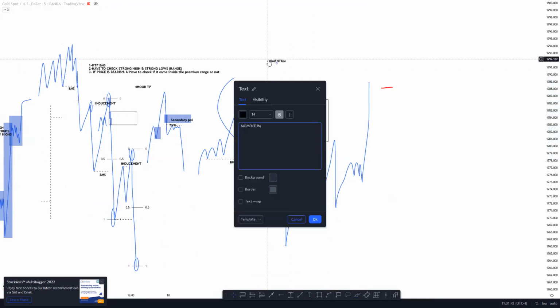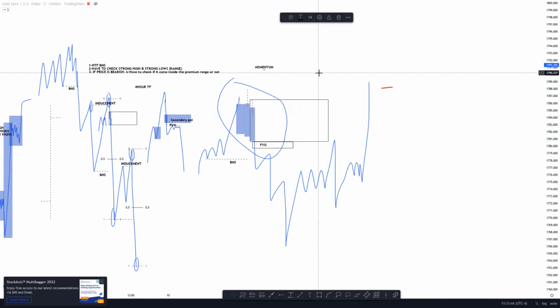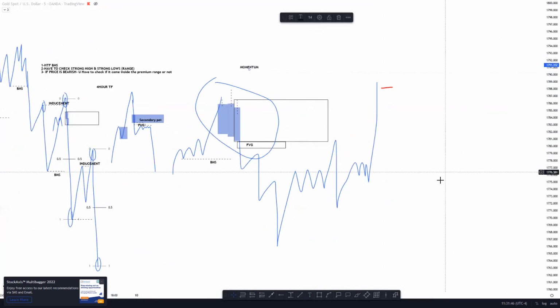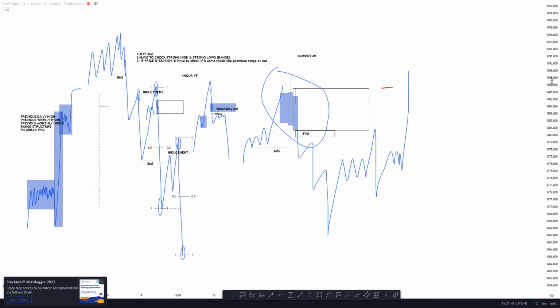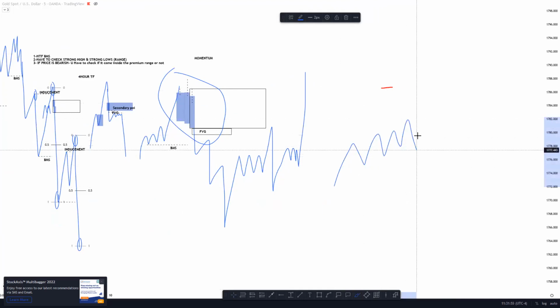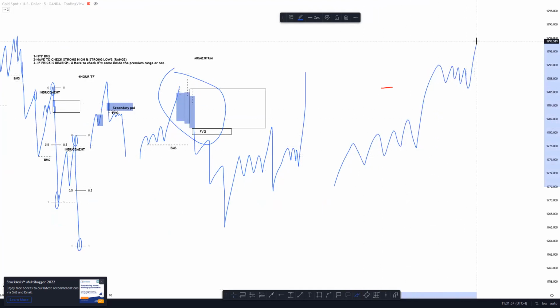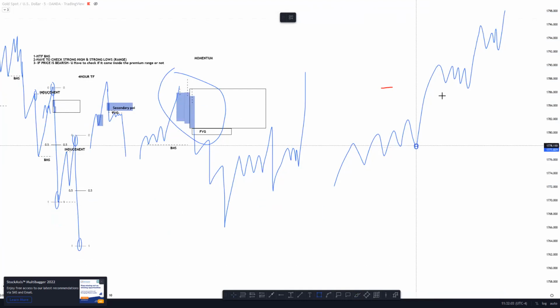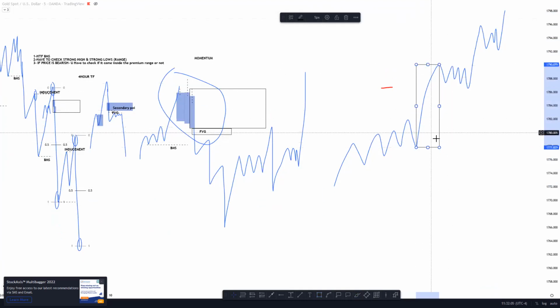Many people don't talk about momentum, but momentum is a very strong concept for having a bias. Like you see price making higher high, higher high. Okay, so you see from this low to this high, the market is bullish.